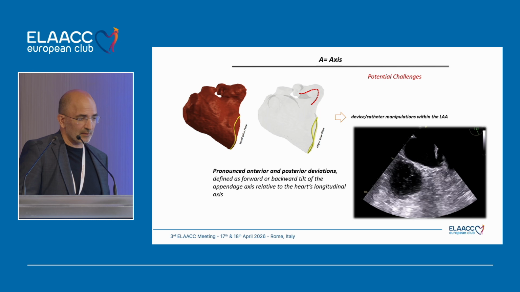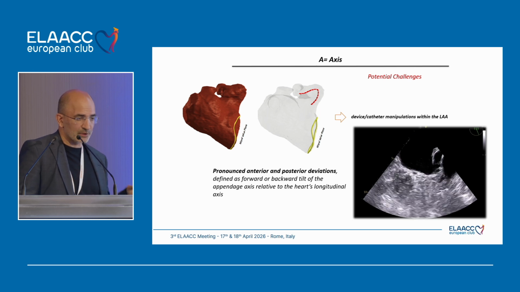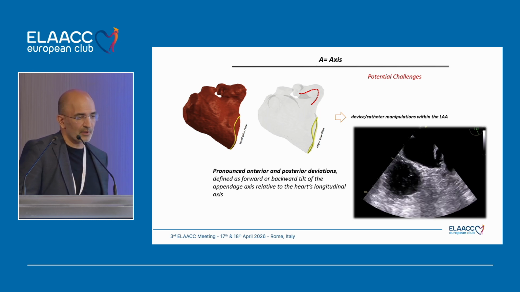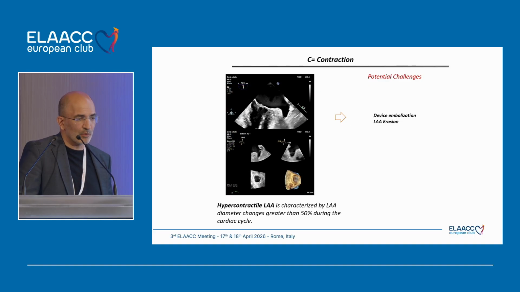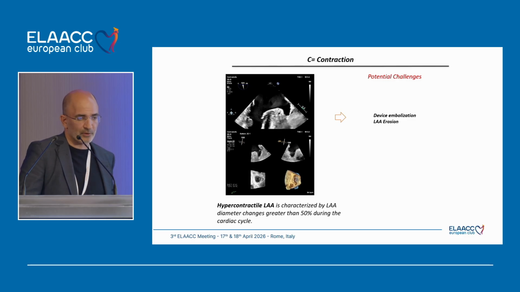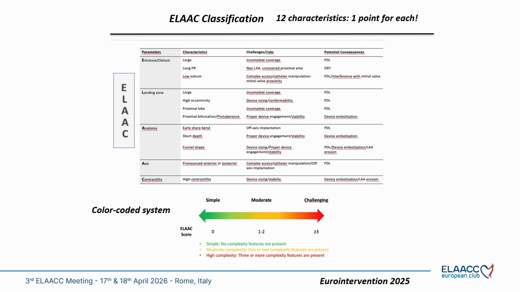The axis, so pronounced anterior or posterior deviations, which could also give issues with device and catheter manipulation. And the final one was the contraction, so having a very hypercontractile LAA, which was characterized by diameter changes greater than 50% during the cardiac cycle. This was supposed to be associated with the higher risk of erosion and device embolization. So we ended up with 12 characteristics, 1 point for each.